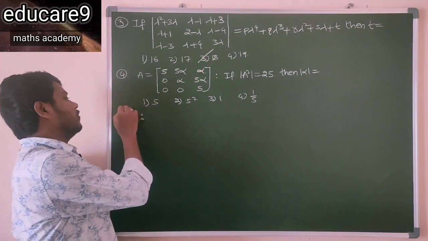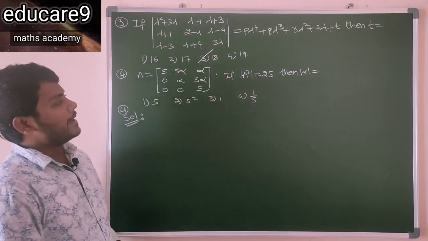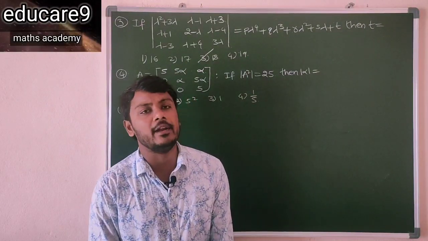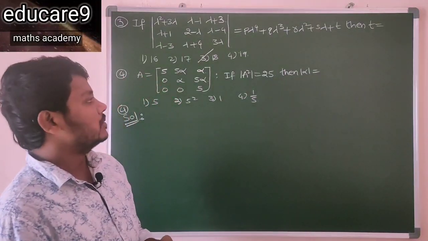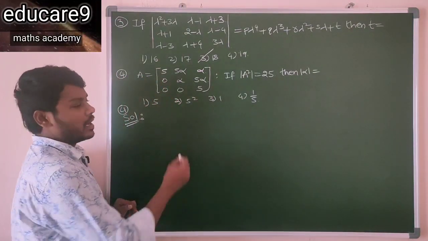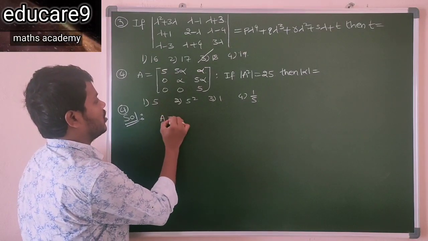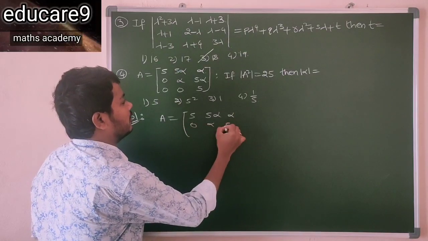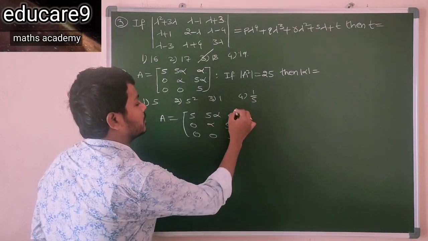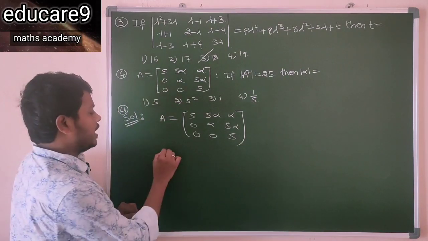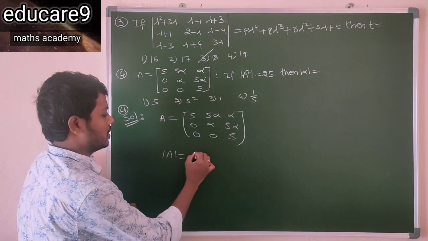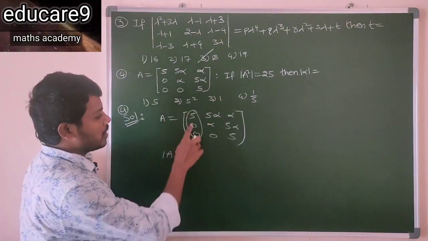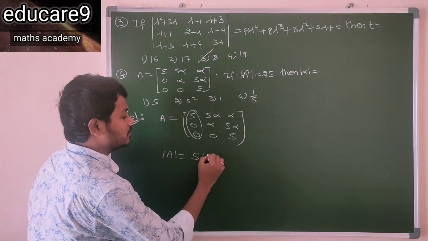So here next one, fourth solution. Here A is given and determinant of A square is equals to 25. Then find mod alpha value. Okay. So see here A is equals to 5 phi alpha alpha 0 alpha phi alpha 0 0 5. Now find determinant of A. Here choose the first column for finding the determinant. Now we will get 5 into phi alpha.